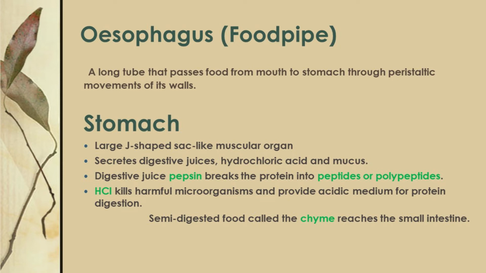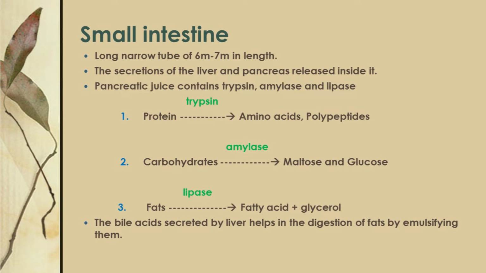After the digestion of proteins, the semi-digested food is called chyme. It reaches from the stomach to the small intestine. The small intestine is a very long tube, 6 to 7 meters in length. Inside the small intestine, the secretions of the liver and pancreas are also released.